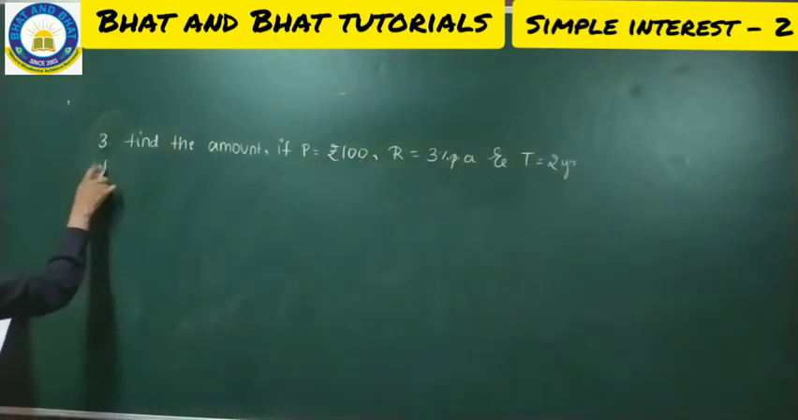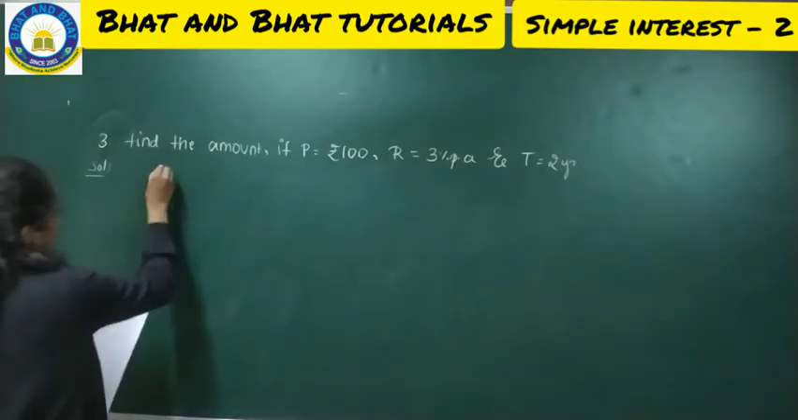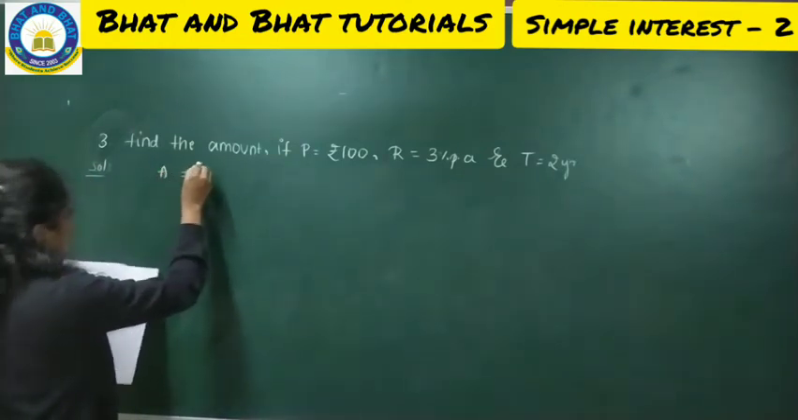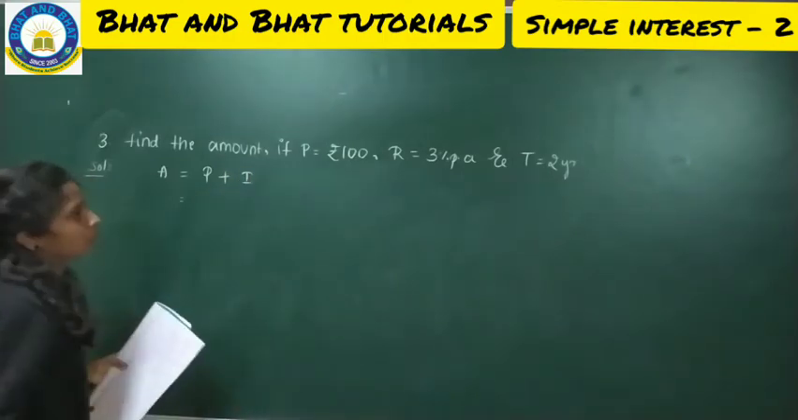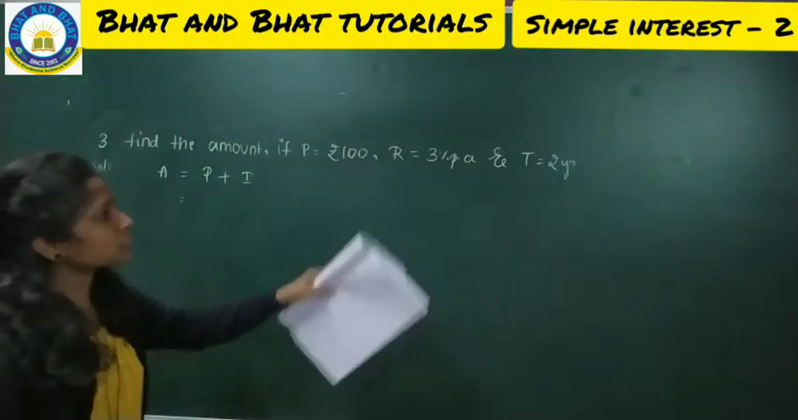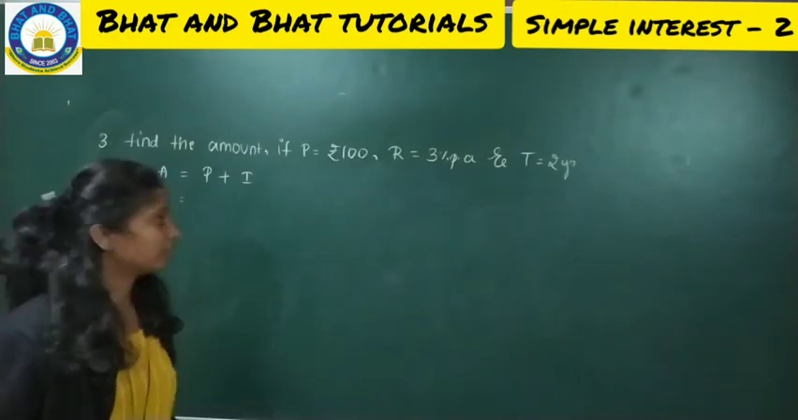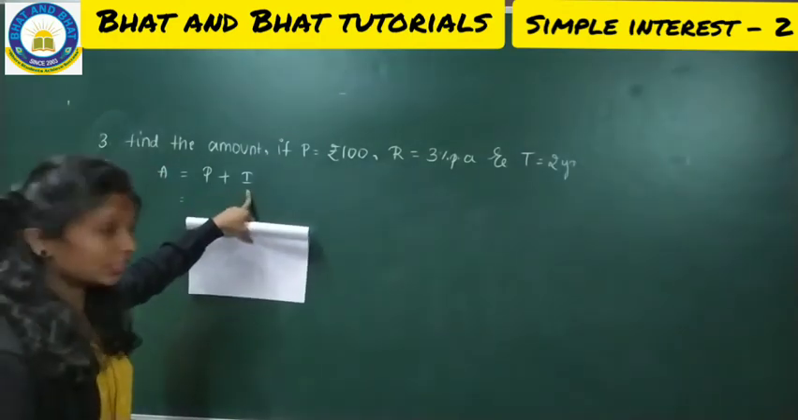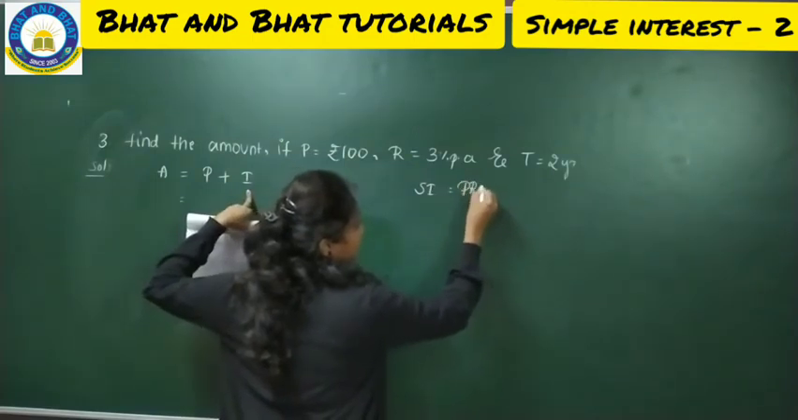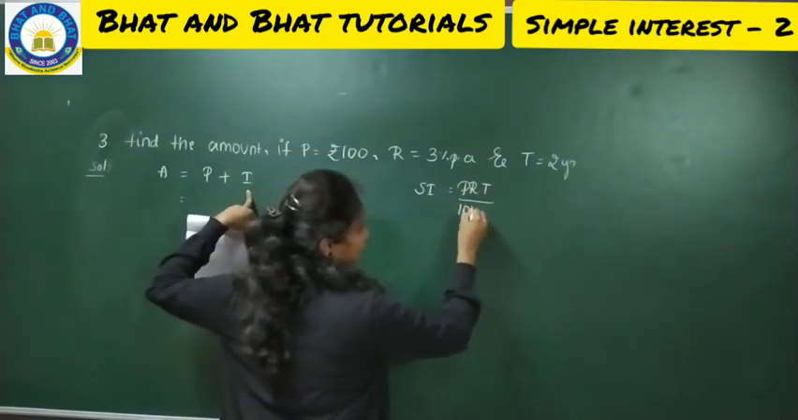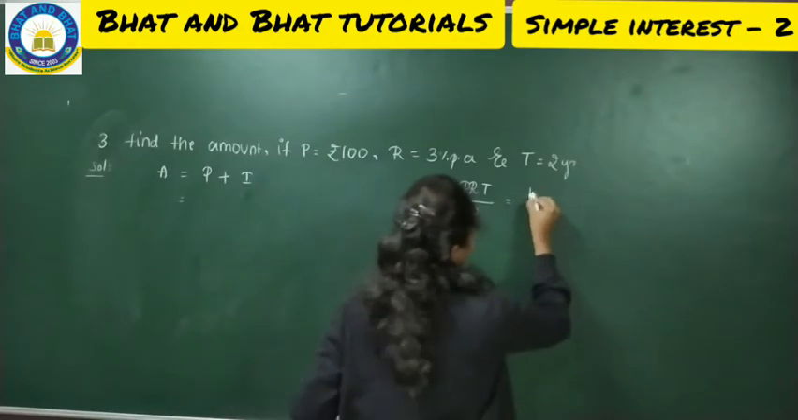So we'll go with the solution. What do we have to find? Amount. To find the amount, the formula is P plus I, principal plus interest. Interest is not given, principal is given. First we have to find the interest. So to find the interest, we have the formula PRT by 100. So what is P? 100.